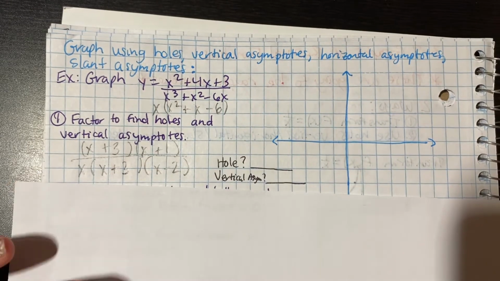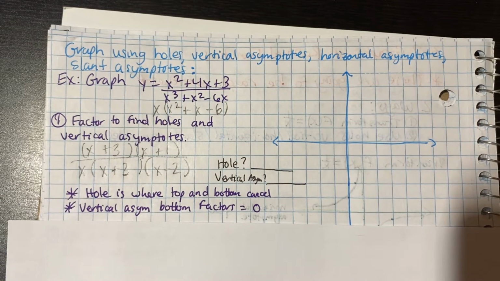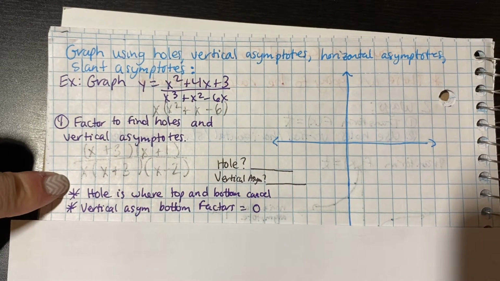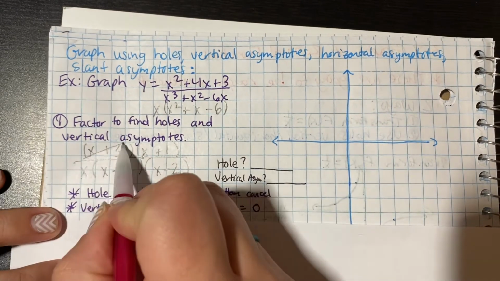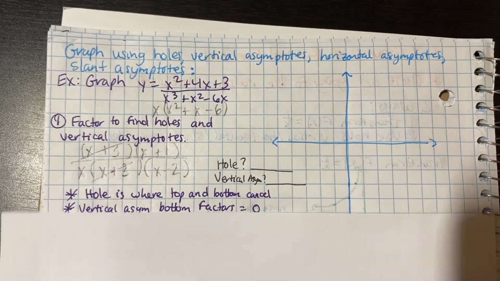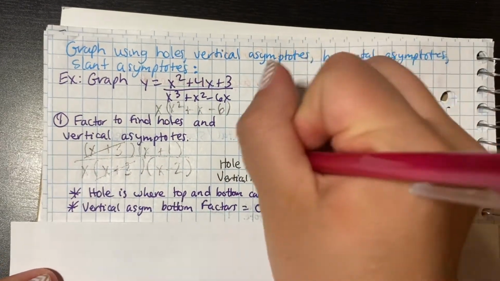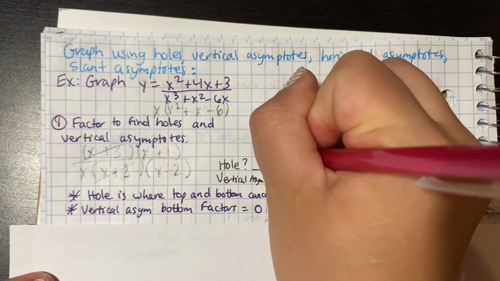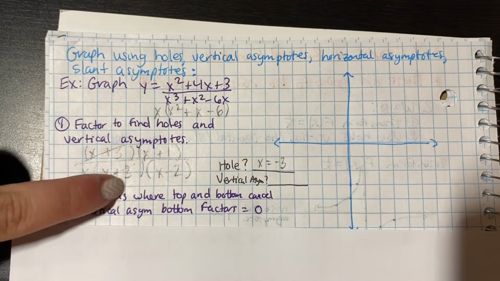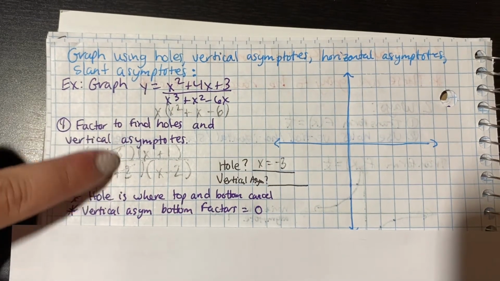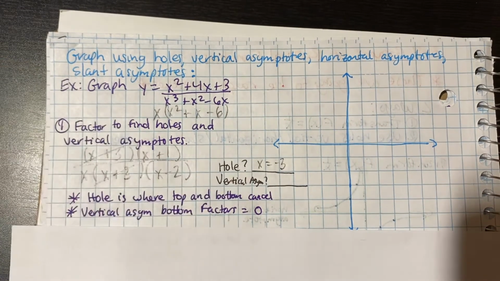All right, so once you've factored, you've got to look for holes and vertical asymptotes. A hole is where the top and the bottom cancel out. So right here, these cancel each other out. That means there's going to be a hole at x equals -3. Why? Because if we put a -3 in here, that would become 0. But because they canceled out, there is a hole at that spot.